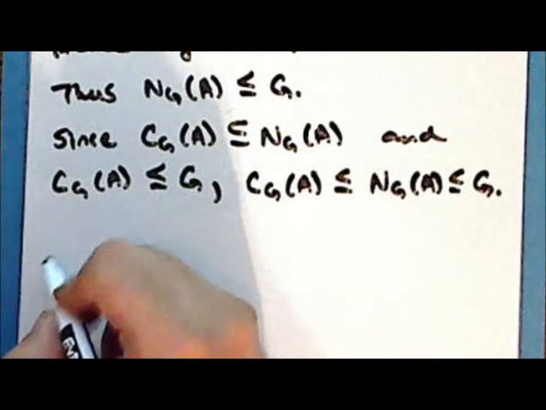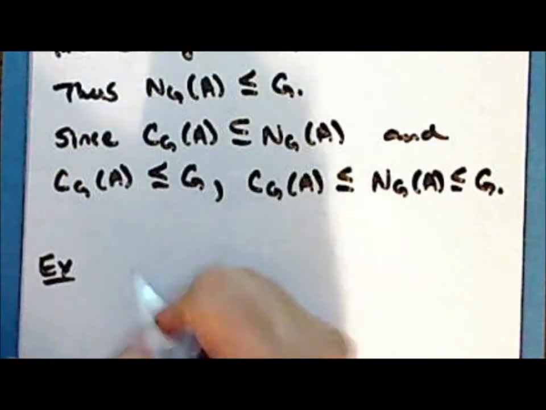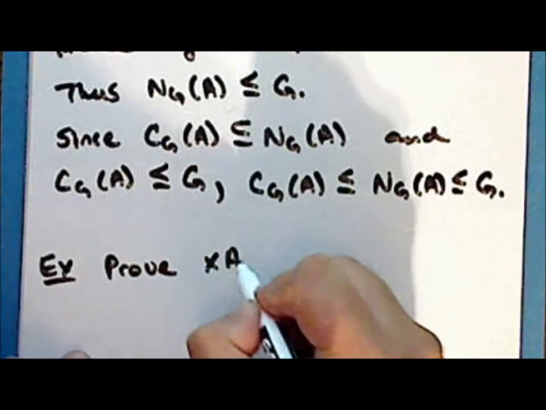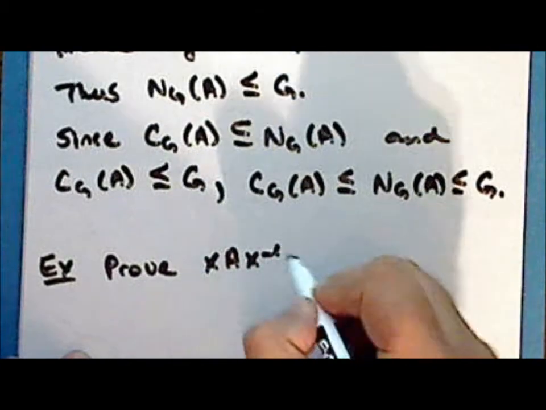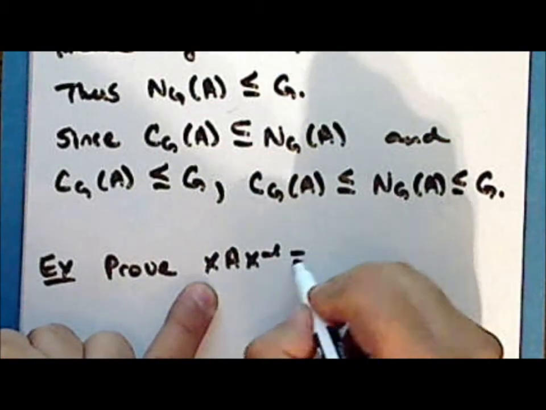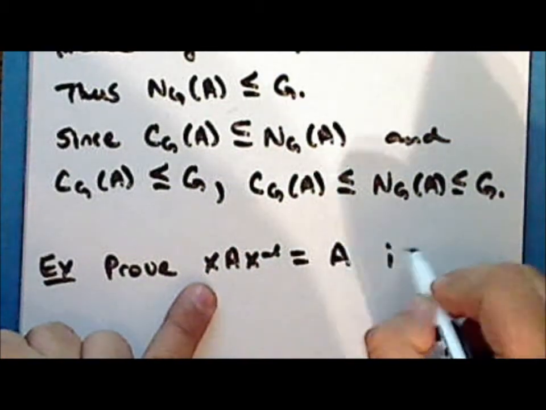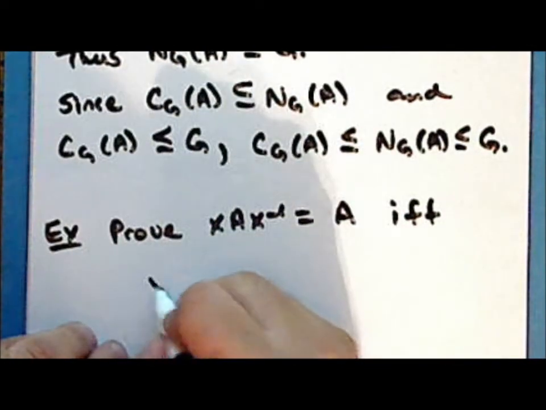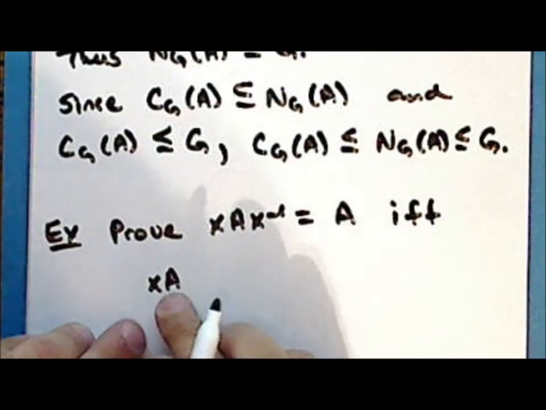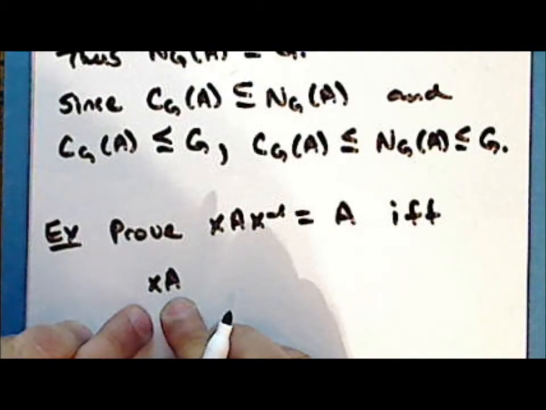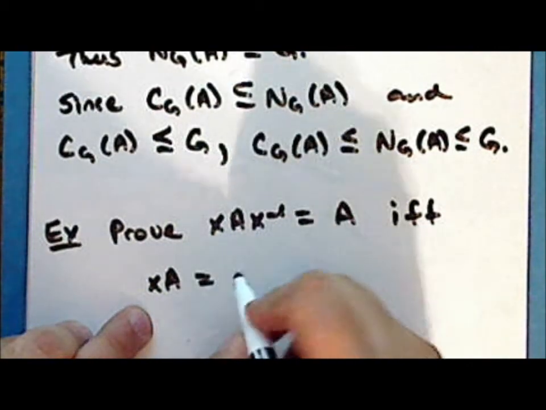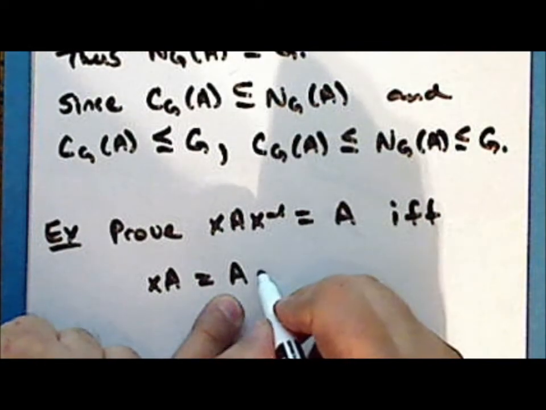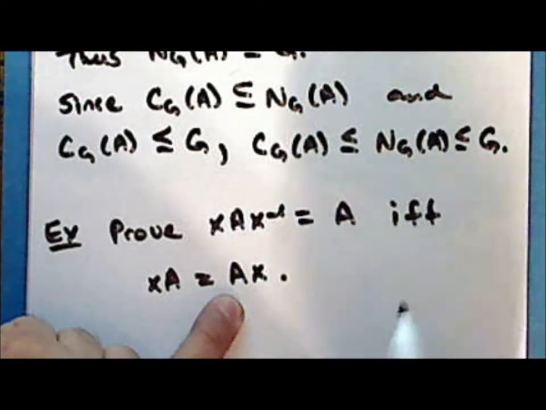Okay, so as an exercise, prove that the set of conjugations of the elements in a set A by an element x is equal to the set A if and only if the set obtained by multiplying all the elements in the set A on the left by the element x is equal to the set obtained by multiplying all of the elements in the set A on the right by the element x.